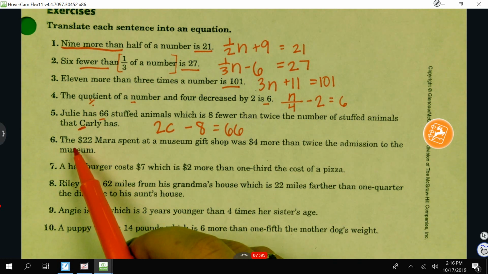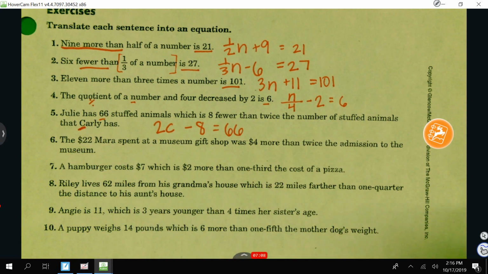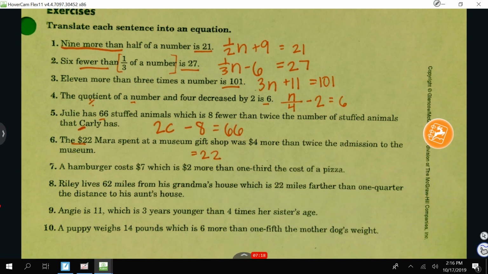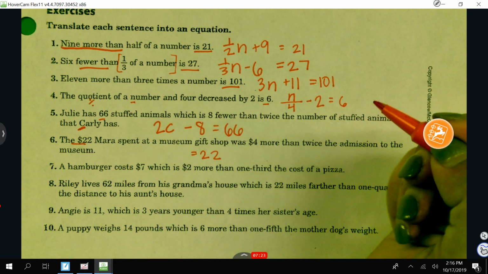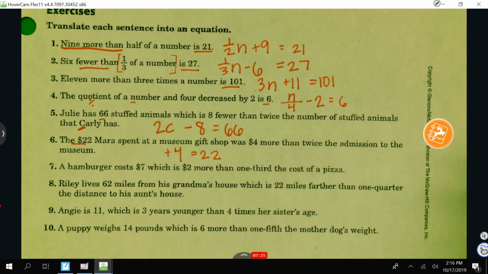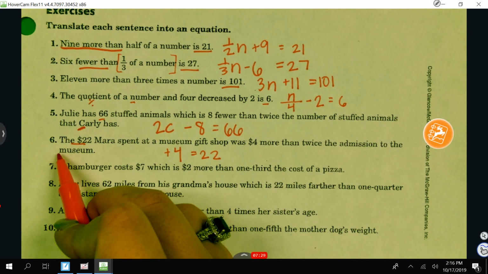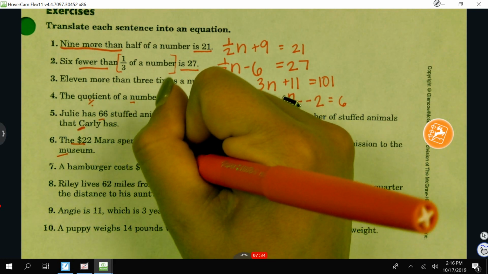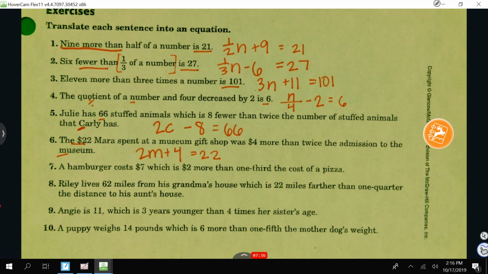Now, number 6: the $22 Mara spent at the museum gift shop was 4 more than twice the admission to the museum. Equals 22. Plus 4, because it says more than. And then 2 and a number. I'm going to choose to use M because we're talking about the museum. So 2 times M plus 4 equals 22.